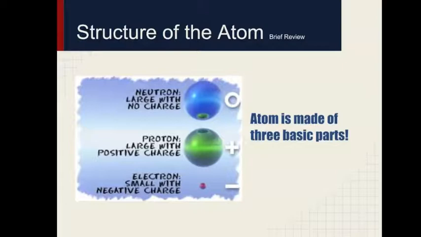A basic review of the atom. The atom is made of three basic parts: the neutron, which is large with no charge, the proton, which is also large with a positive charge, and the electron, which is small with a negative charge.